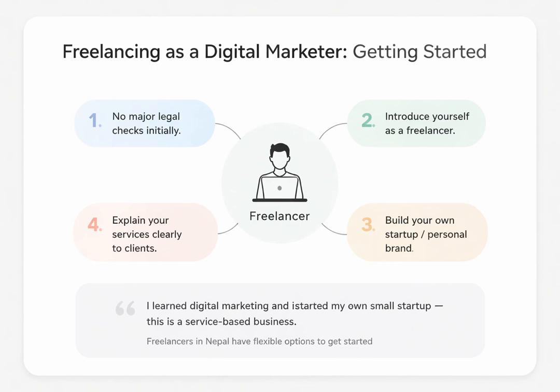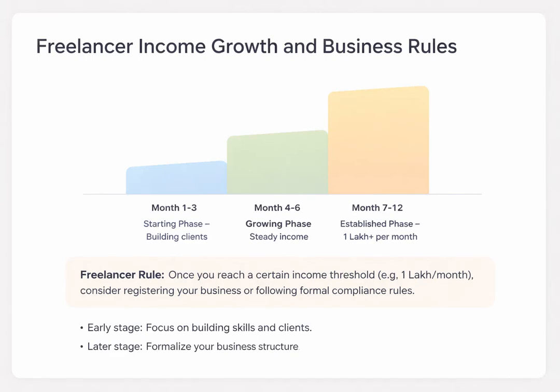The instructor even shares their own page as a reference, showing students what a professional freelancer profile looks like, so they can draw inspiration from it. As your freelancing income grows, the rules and expectations change. The instructor mentions that once you start earning well, around 1 lakh rupees per month or more, that's when you should start thinking about formalizing your business, following proper compliance rules, and potentially registering as a business entity. In the early stages, the focus should be entirely on building your client base, delivering great results, and growing your income. Don't let the formalities stop you from getting started. Start as a freelancer, build your reputation, and scale from there.